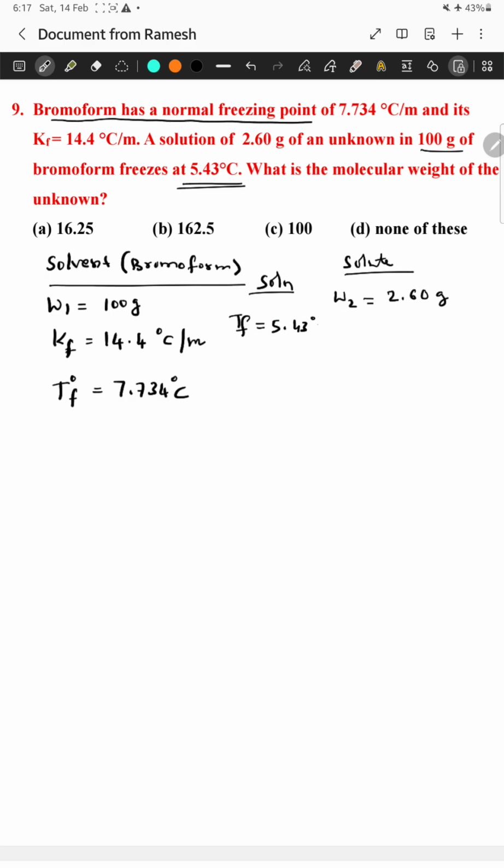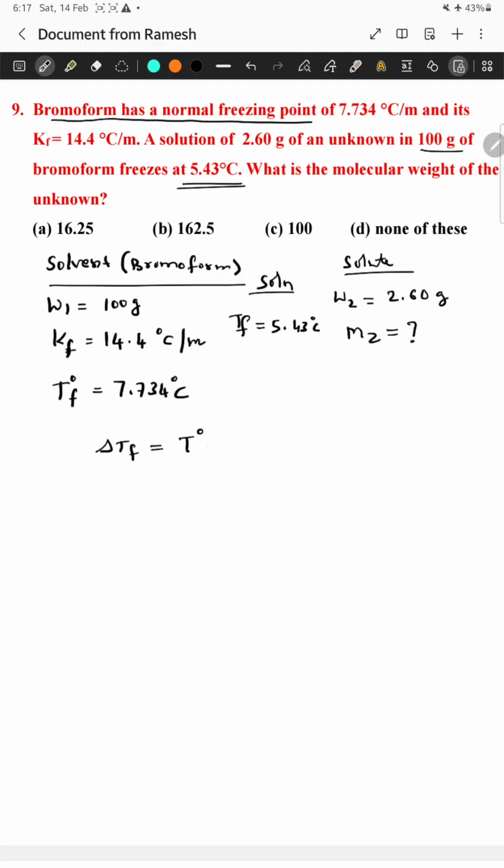5.43 degrees Celsius. Now what is the question? What is the molecular weight of the unknown solution? Molar mass of the unknown solution is M2, that you have to calculate. Before calculating M2, first you calculate delta Tf, that is depression in freezing point.